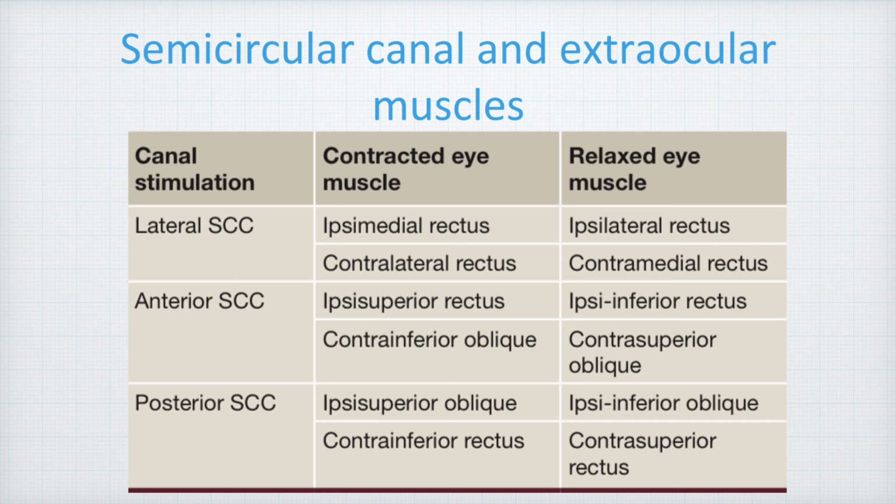In the posterior semicircular canal, we have to go for oblique above. So superior oblique above of the same side, and just the opposite on the opposite side, we have the inferior rectus. And again in the relaxed column we have the same-sided inferior oblique and the opposite side superior rectus. If you understand which comes first, you just remember the first muscle in each contracted column. The others you can figure out by just mentioning the antagonist.